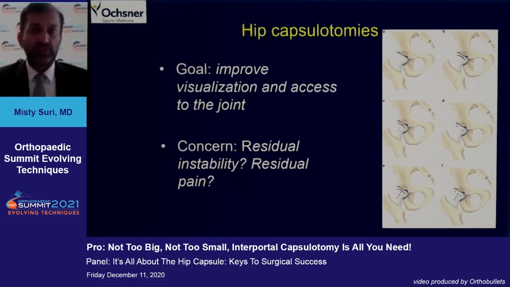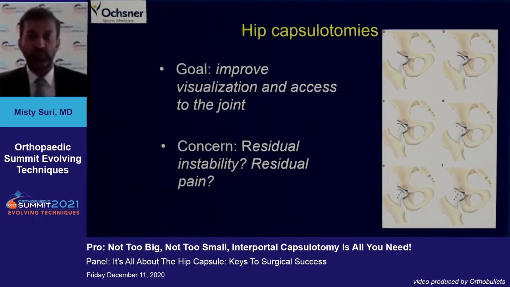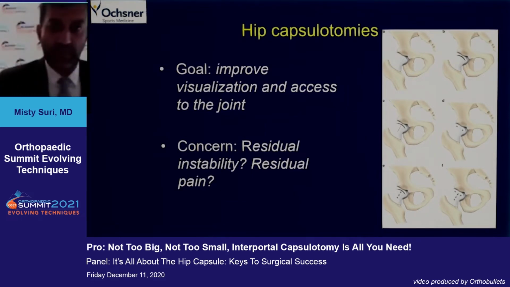As Al mentioned, we want to visualize everything, be able to access everything, do our adequate decompression, and be able to see what we're doing. Is there residual instability? Is there residual pain? These are the things that we have to sort out. And if there's a capsular issue post-op, is that a pain generator in the hip?